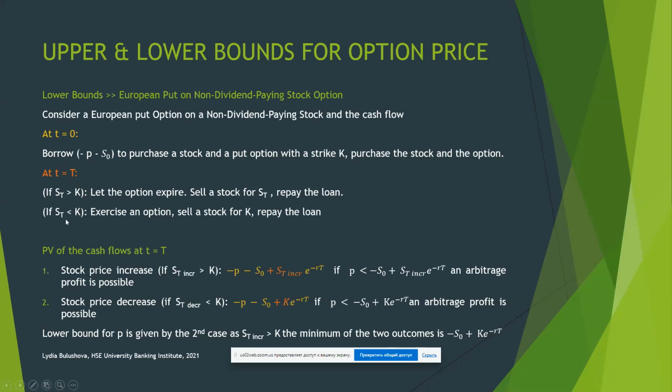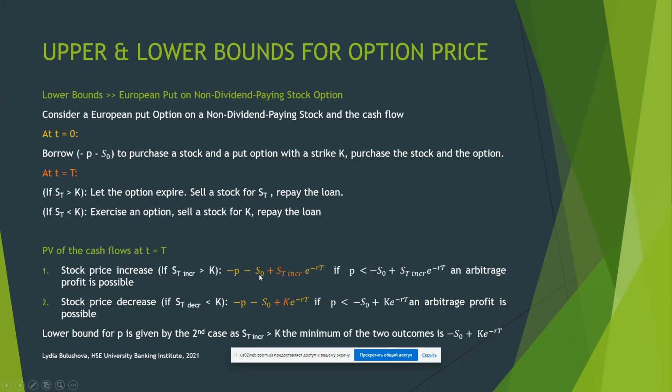Otherwise, it is better to exercise the option if the asset price is lower than the strike price, and we are interested in selling our asset for K units of money. We exercise the option, we sell the stock for K, and we repay the loan that we have borrowed. So consider these two possible outcomes.